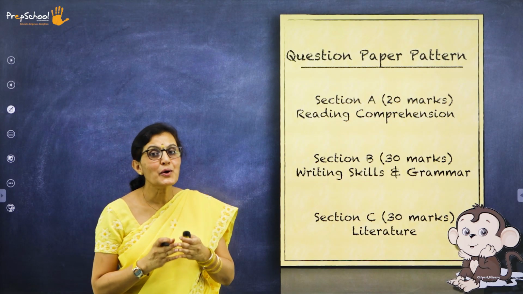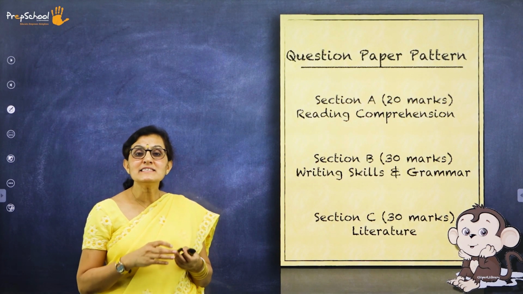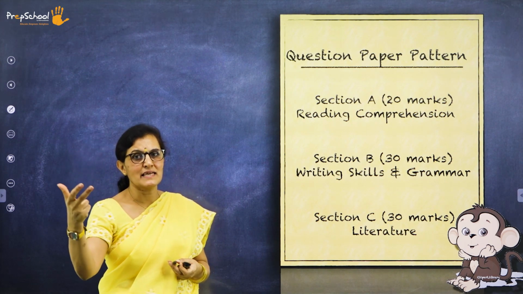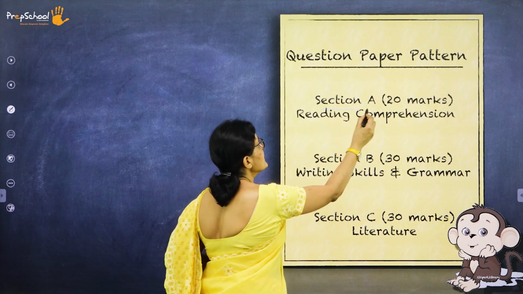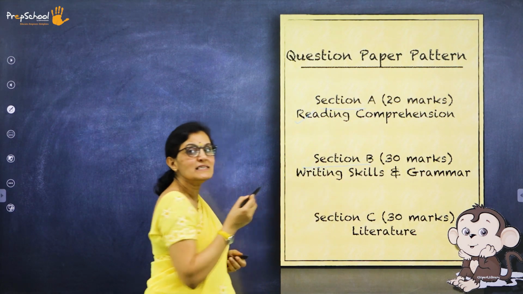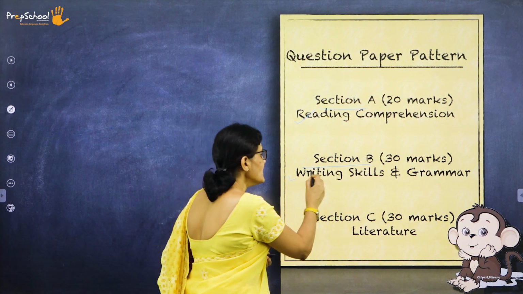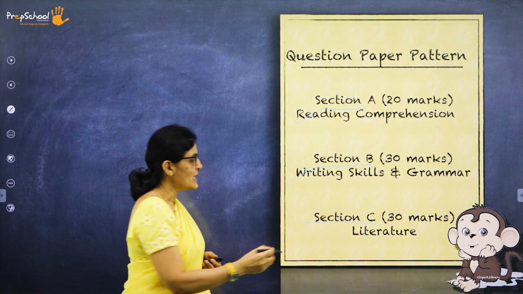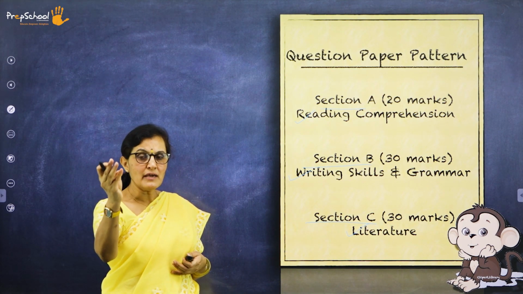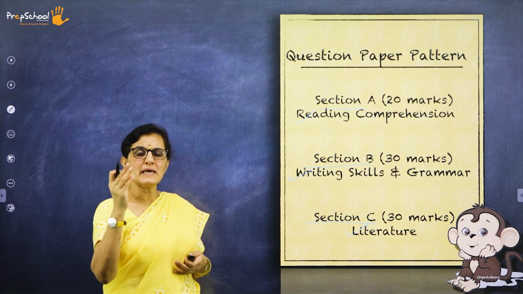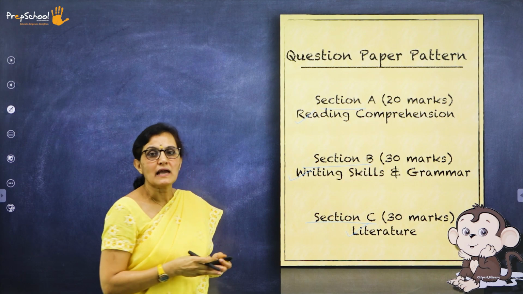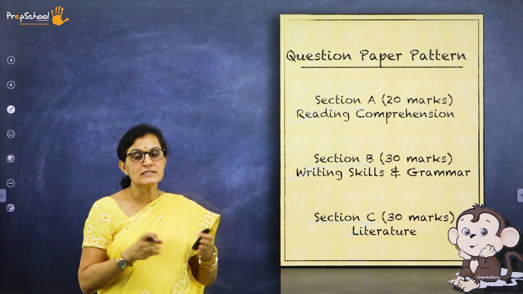Have a look at your question paper pattern. It is divided into three parts, section A, B and C. Your A is your reading comprehension and your B is your writing skill and grammar, and your section C is your literature. I repeat, reading comprehension is your A, writing and grammar is your B, and literature is your C. Now, the marks which are allocated are also equally distributed.